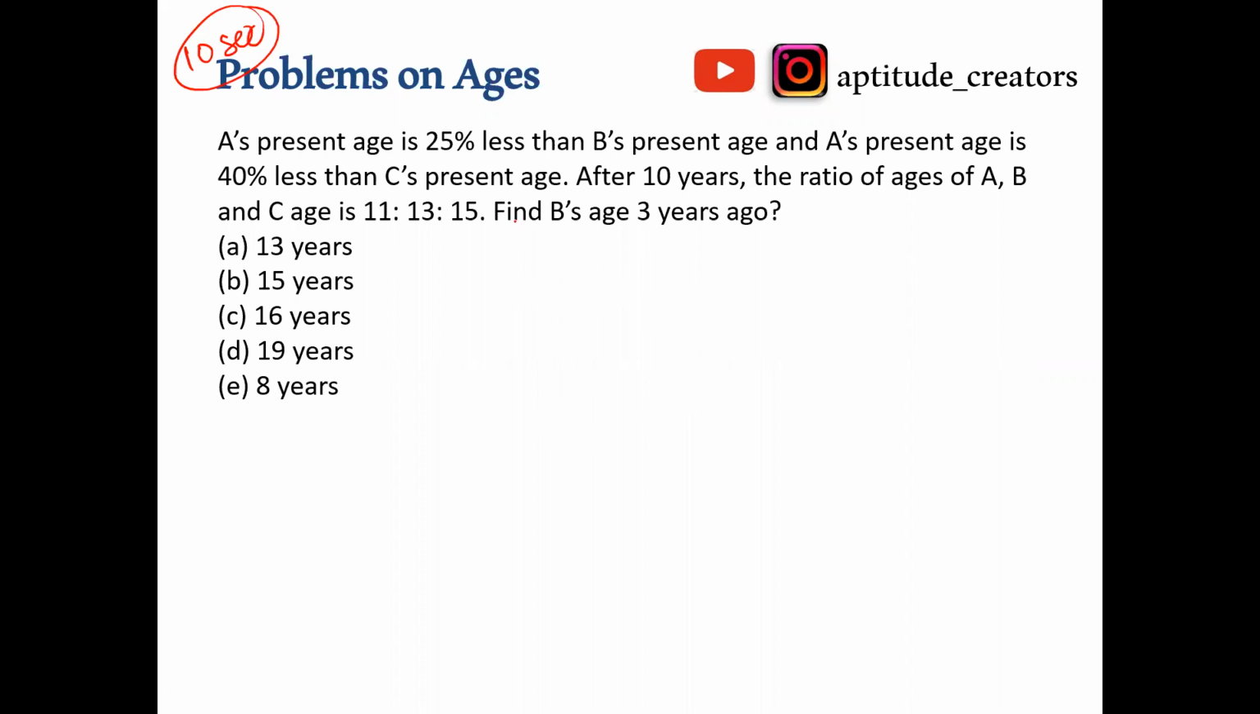Now, what is the question he is asking? Find B's age 3 years ago. B's age 3 years ago, he is asking. Correct. All the options are related to B's age 3 years ago.